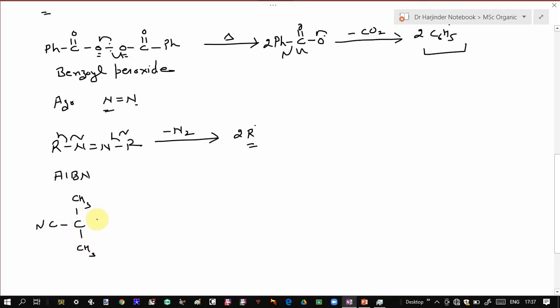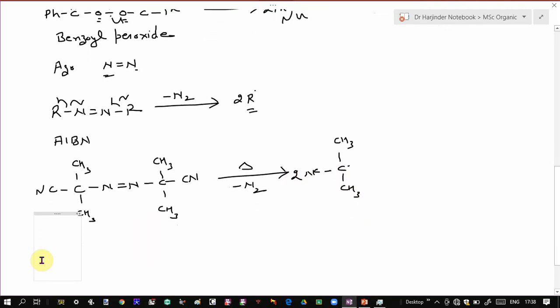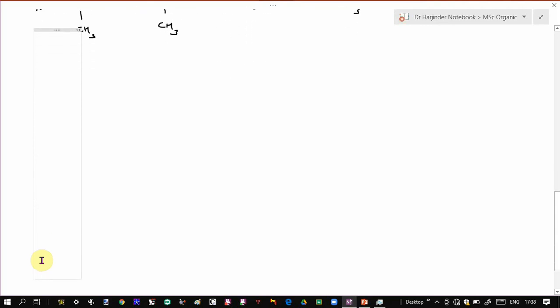So you have a CN over here. So you have a double bond, CH3, CH3, CN. So upon heating also, this undergoes a homolytic bond cleavage with loss of a nitrogen molecule to give rise to the corresponding free radical. So by the thermolytic method, by thermolysis, we can prepare these free radicals.